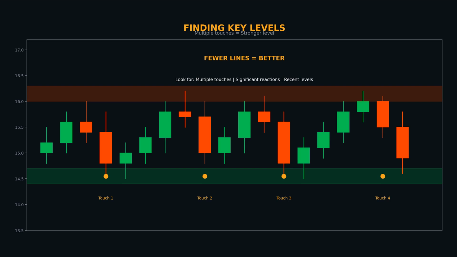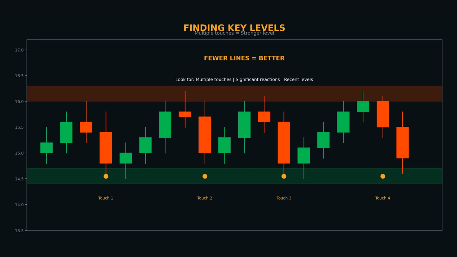So how do you find the levels that actually matter? 3 criteria. First, look for levels where price has reacted multiple times. If price bounced off a level once, it might be support. If it bounced off that level 3 times, that's real support. Multiple touches confirm the level. Second, look for levels that cause significant reactions. A level where price touched and moved 5% is more important than a level where price paused for an hour and then continued. You want levels that actually change the direction of price.